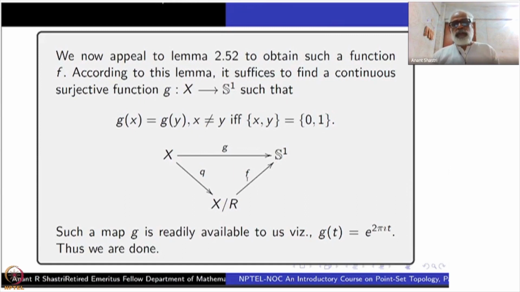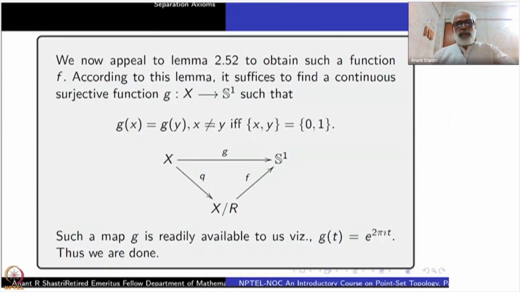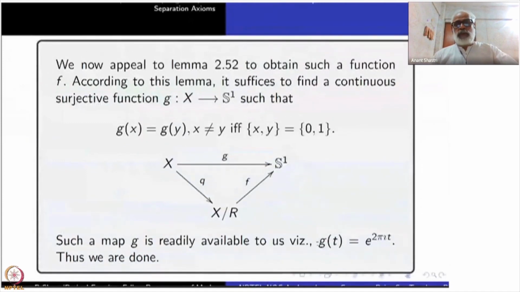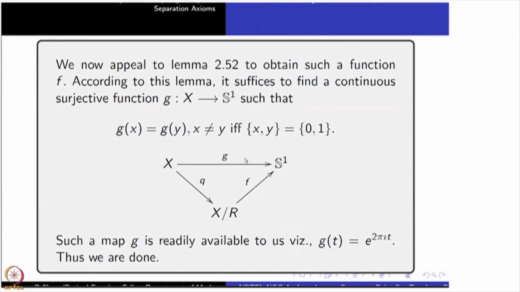First of all, this function must send 0 and 1 to the same point. So G of 0 must be G of 1. Otherwise, if x is not equal to y, then Gx will not be equal to Gy. So such a map is readily available to us already. You don't have to hunt for it. Take G(t) equal to e^(2 pi i t) restricted to [0, 1]. When t is 0 or t equal to 1, it is the unit of S1. And everywhere inside, it is injective. So when you come down here, you get a continuous function which is injective. But G is already surjective, so this is surjective also. So this becomes a homeomorphism because X/R is compact and S1 is Hausdorff.